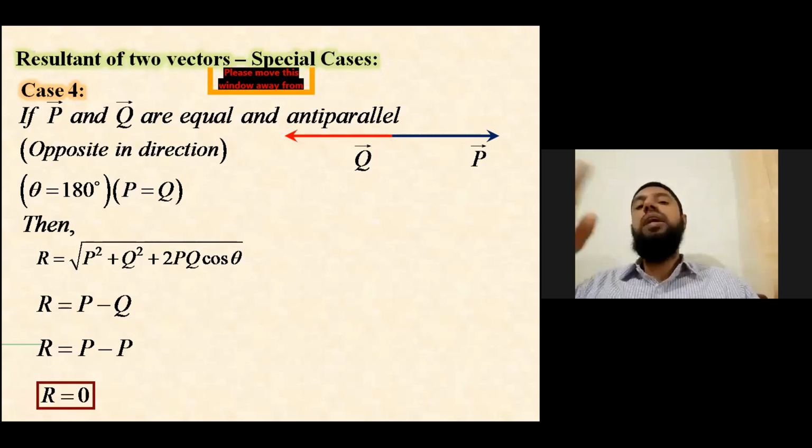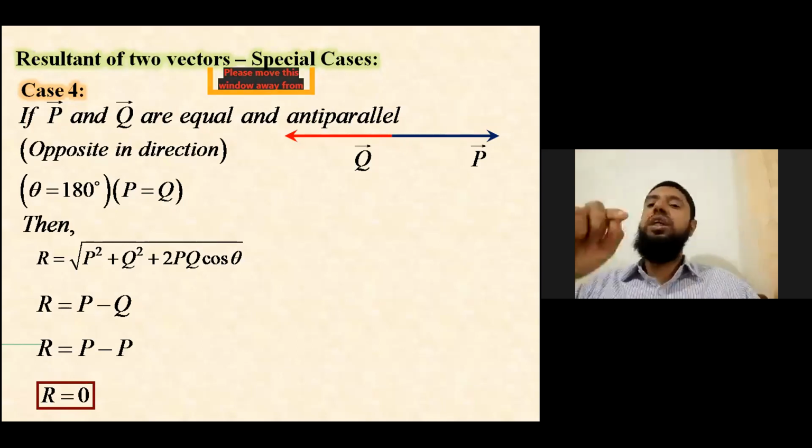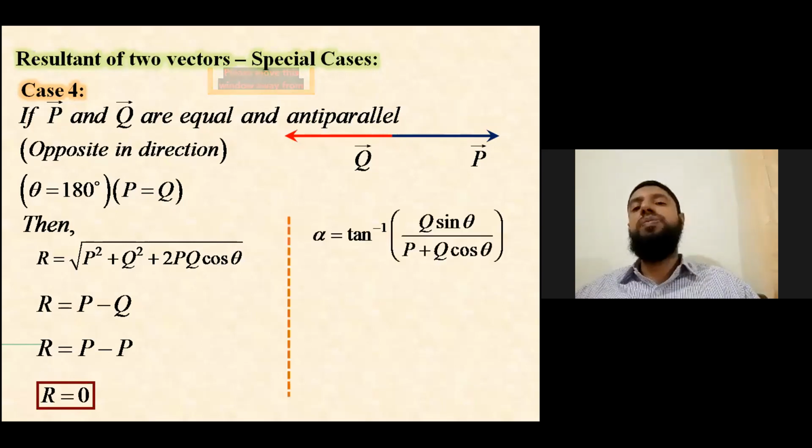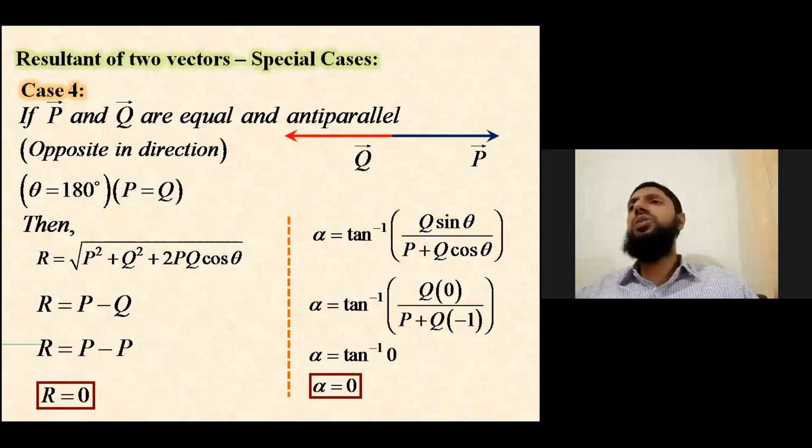Mechanical equilibrium, net force becomes 0. This is the concept. If I am having two forces, the resultant becomes 0. Theta 180 degree ಆಗುತ್ತೆ. This is the condition for the mechanical equilibrium. Then the direction is also 0.